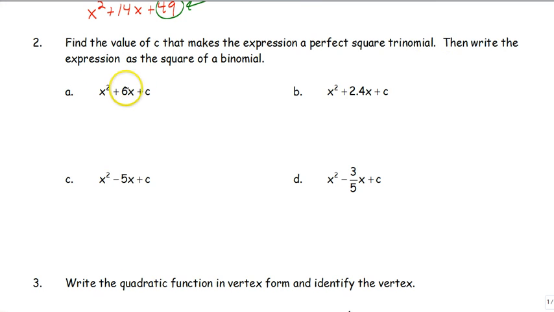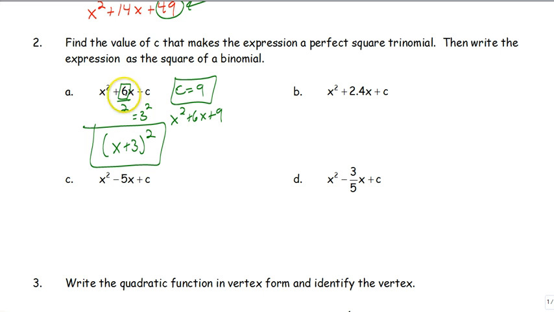So first things first, I want this c value. I need to take half of the middle term and square it. So half of the middle term is 3. So that's the number that's going to be in my factored form. And if I square this, it becomes 9. So c equals 9. So I get x squared plus 6x plus 9, which then factors down to x plus 3 quantity squared.